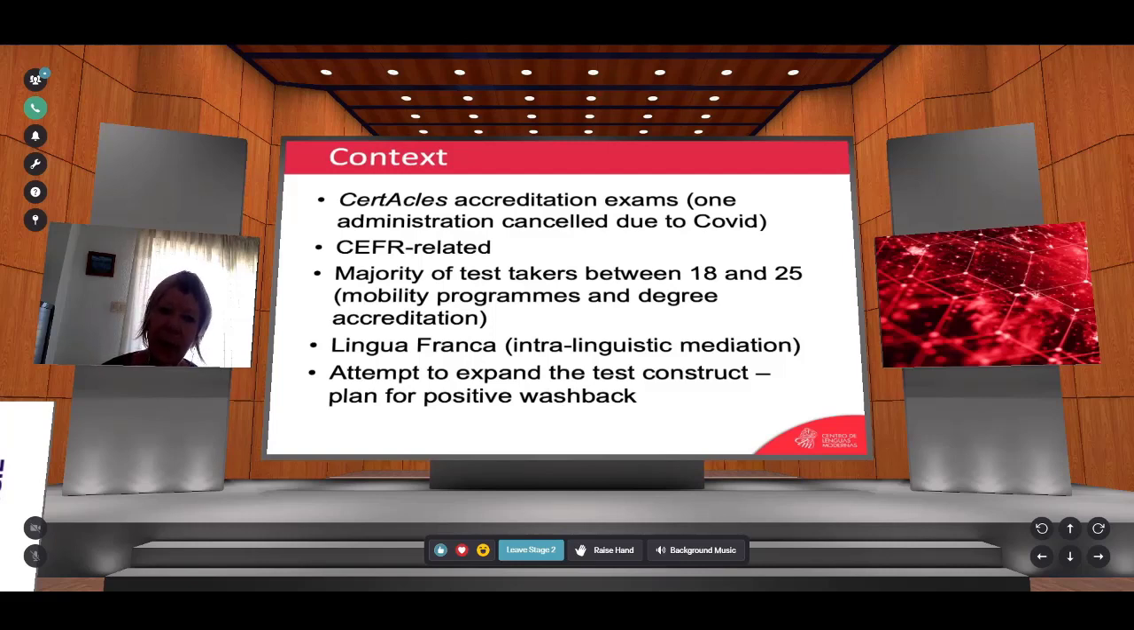Very much in the spirit of the companion volume, it's an attempt to expand the test construct, to introduce authentic real-life tasks, and obviously to plan for positive washback.